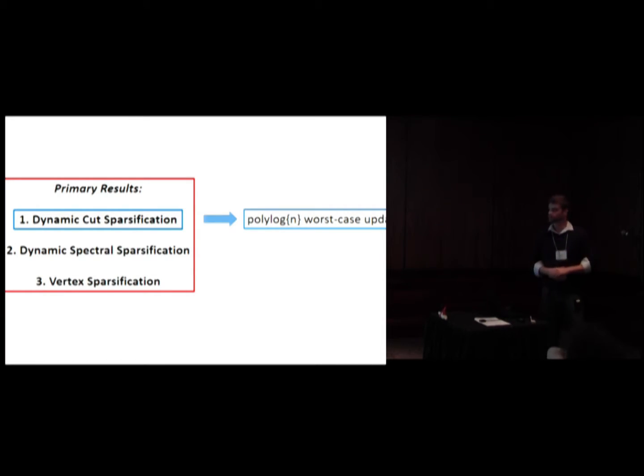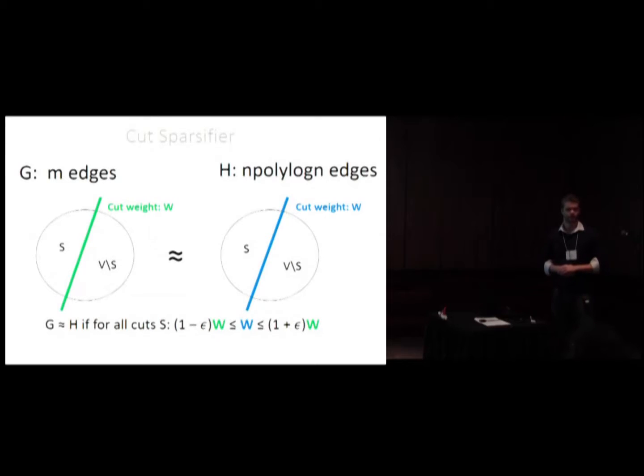So just a reminder, we claim that our result is that we got this in polylog worst case update time. So for those who haven't seen cut sparsification, quick review. Suppose we have an original graph with m edges. We want to take the same vertex set and reduce the number of edges to n polylog. And for any cut in the original graph, that cut in this new graph should be within an epsilon approximation of the weight. And this should hold for every single cut.